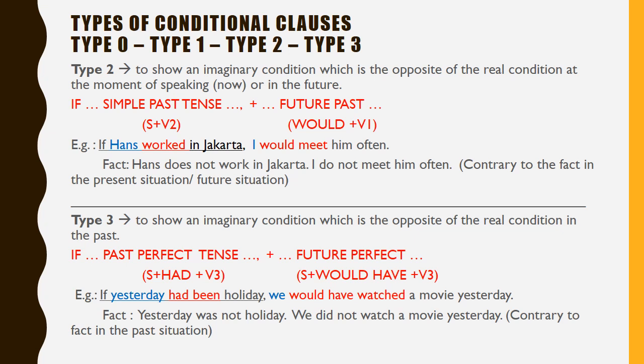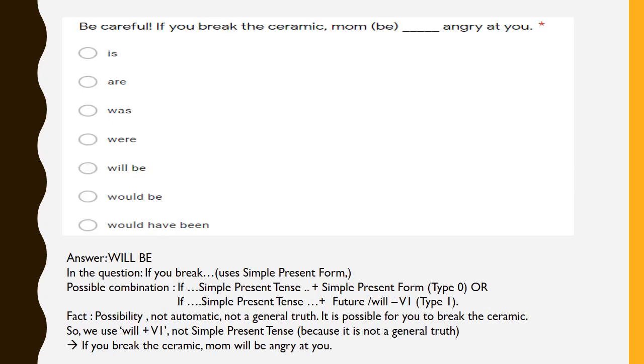Type 3. It is used to show an imaginary condition which is the opposite of the real condition in the past. The structure is if, past perfect tense combined with future perfect, or subject had verb 3 combined with subject would have verb 3. For example, if yesterday had been a holiday, we would have watched the movie yesterday. The fact is, yesterday was not a holiday. We did not watch a movie yesterday. So it is contrary to the fact in the past situation.